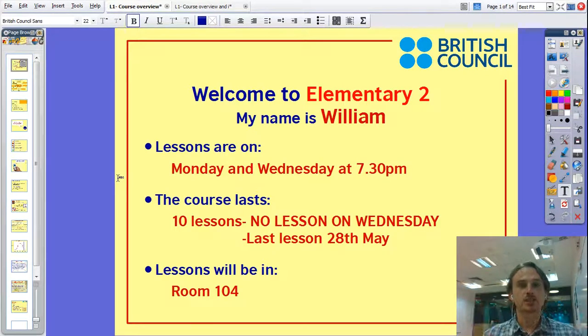So you can see on this first page that they will see on the IWB behind me when they enter is all the information. For one, I'm checking that they're in the right class. So elementary 2, because due to various scheduling difficulties and timetable changes, it might be the wrong class that they come to. So it's telling them right from the start, this is elementary 2, your teacher is William, me, the timing, the room, and also important information for the course, such as any public holidays where there isn't class, any exams, especially end of band exams, and when the last lesson will be.